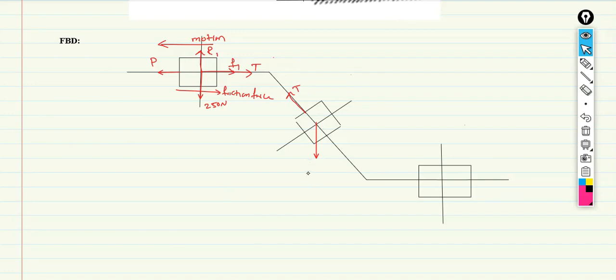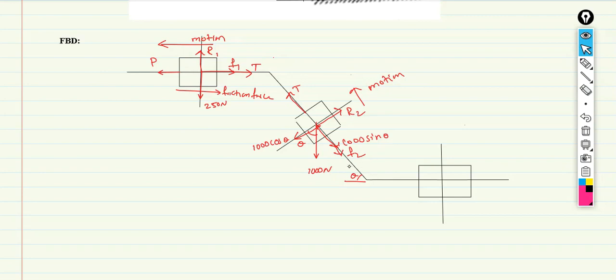Similarly, we have a block here, weight is 1000 newtons. Here the angle is theta, and automatically this angle is also theta. Now this force can be resolved into two components: one is 1000 cos theta, another is 1000 sin theta. The normal reaction is always perpendicular to the surface, so that is R2. Assume motion up the plane, because the first block is moving to the left, so automatically this block will move upward. The frictional force is F2, opposite to the motion.